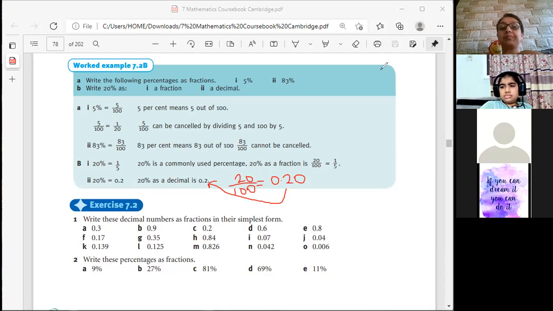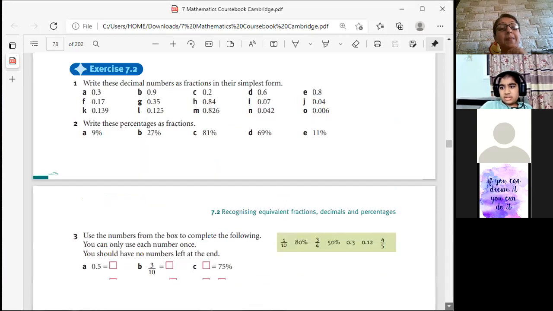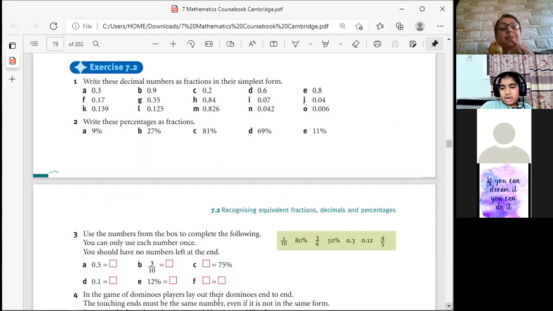Okay. Now we are going to do the exercise. Write these decimal numbers as fractions in their simplest form. So we'll do just a few of them here and the rest you can do as homework.